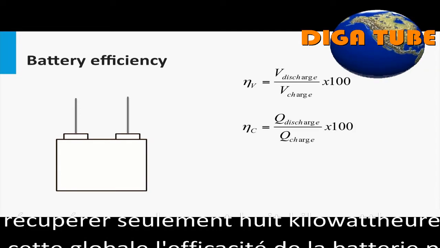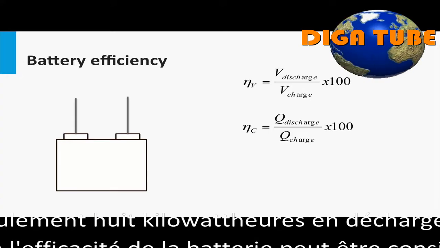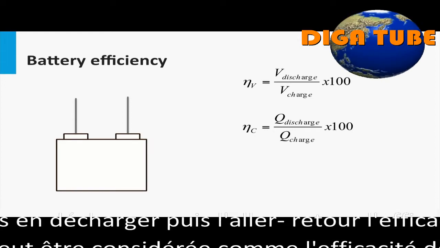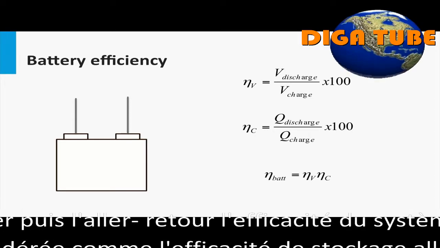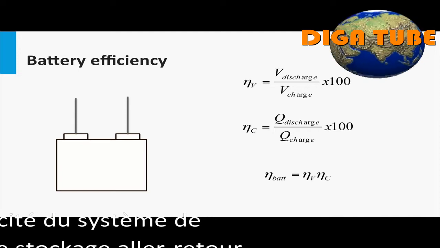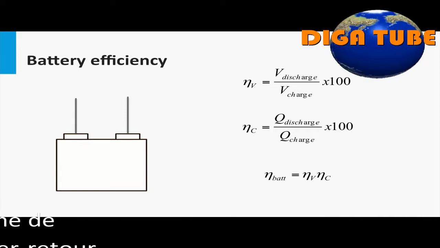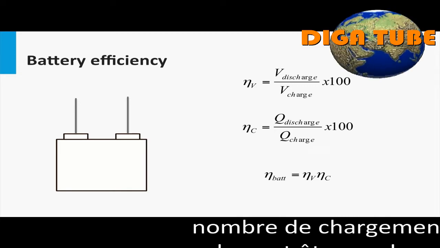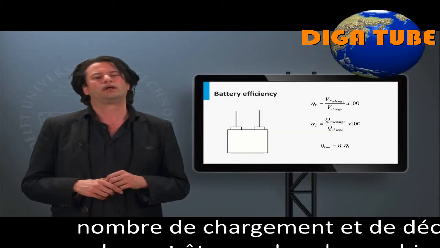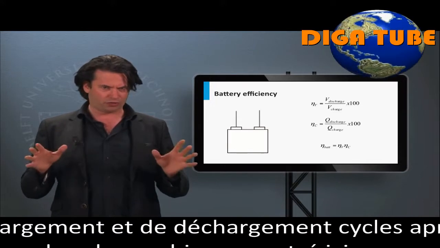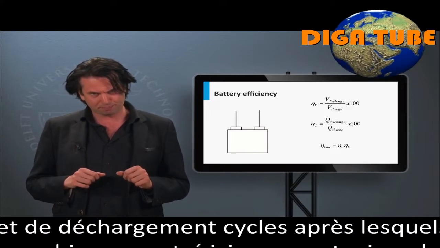Then we have the Coulombic efficiency. This is defined as the ratio of the total charge out of the battery to the total charge into the battery over a full charge cycle. Battery efficiency is defined as the product of these two efficiencies. This overall battery efficiency can be seen as the round-trip storage efficiency that is usually considered while comparing different storage devices. This battery efficiency includes the effects of all the chemical and electrical non-idealities occurring in the battery.